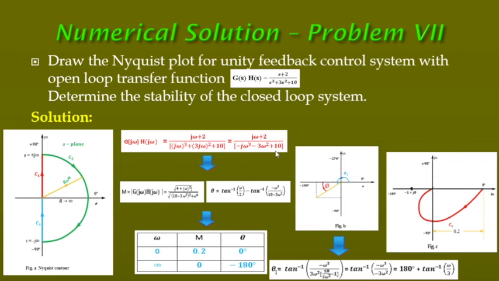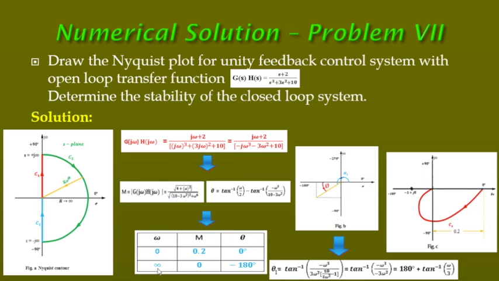And for this denominator, real part is 10 minus 3 omega square and imaginary part is minus omega cube. So taking phase angle equal to tan inverse omega by 2 and minus tan inverse, imaginary part is minus omega cube and real part is 10 minus 3 omega square. Then put omega equal to 0.